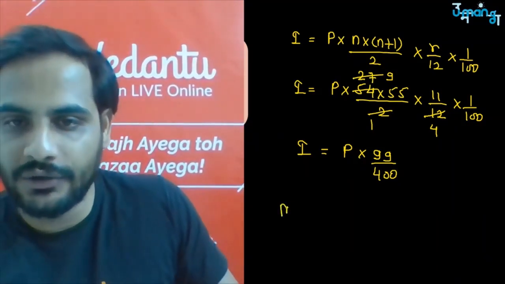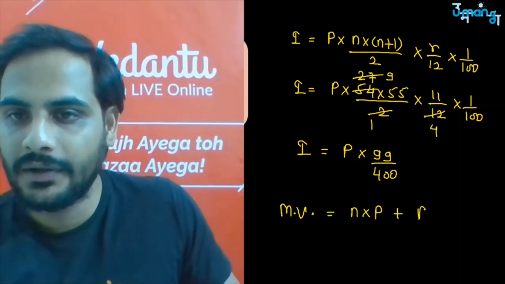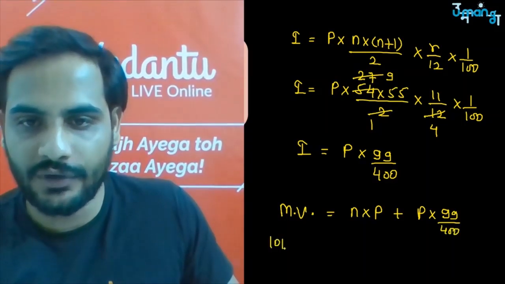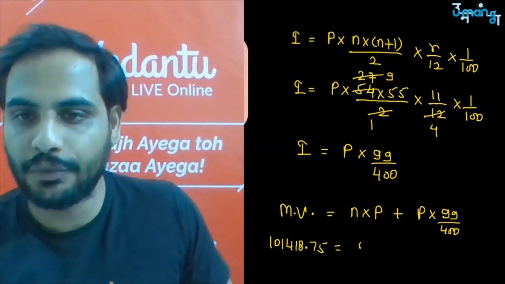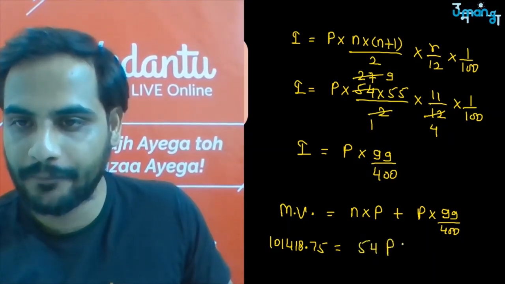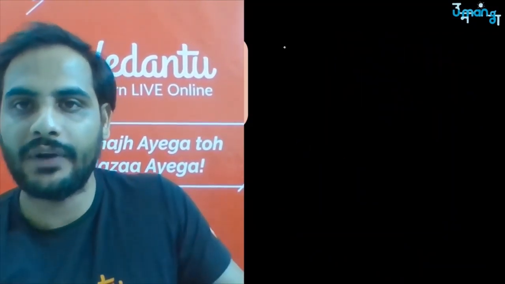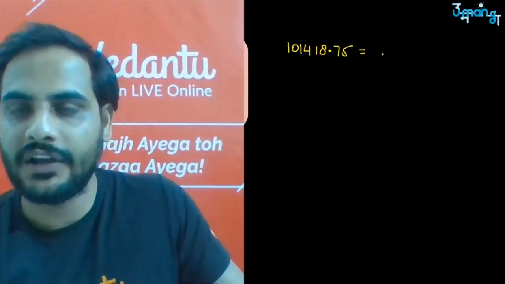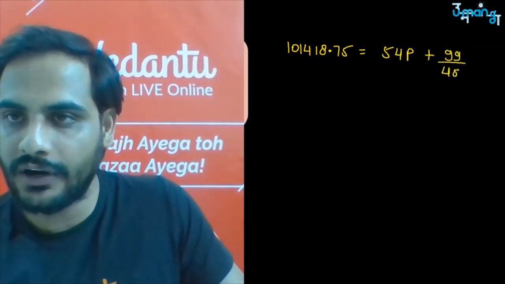Now maturity value will be N into P plus P into 99 by 400. So maturity value 101418.75 is equal to N into P, which is 54 into P plus 99 by 400 into P. Correct? So let us solve this. So you have 101418.75 is equal to 54p plus 99 by 400 into p.